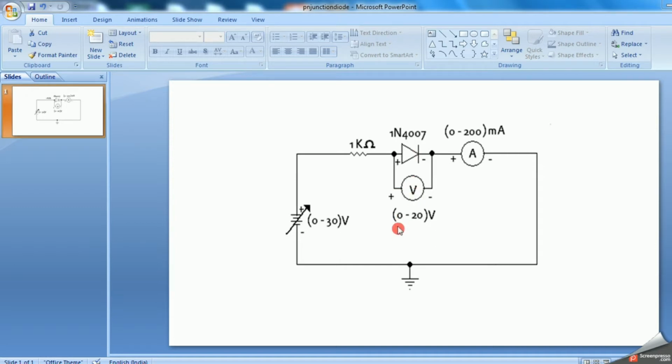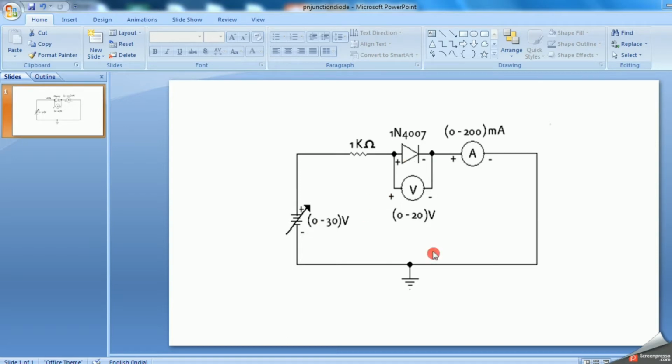The range of the voltmeter is from 0 to 20 volt. A is an ammeter for measurement of current, and the range of the ammeter is from 0 to 200 milliampere. 1 kilo ohm is the load resistance. This is a variable power supply. The PN junction diode is connected in forward bias, which means the positive terminal of the diode is connected to the positive and the negative is connected to the negative terminal of the power supply.